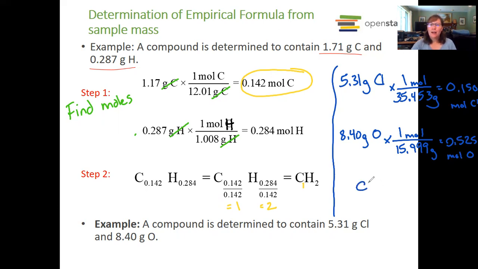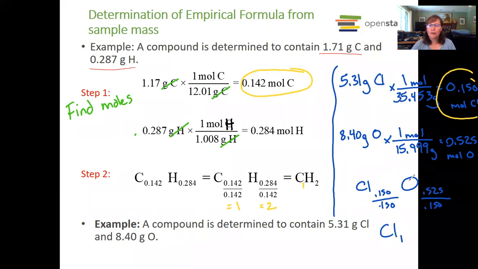I have Cl, and I notice that the one for chlorine here is the smallest. So what I'll do is I will say, okay, well, I have Cl and I have oxygen. I have 0.150 over 0.150, and then I have oxygen 0.525 over 0.150. Okay, so the chlorine becomes Cl1. Now let's take a look at the oxygen, 0.525 divided by 0.150. And I get O3.5.